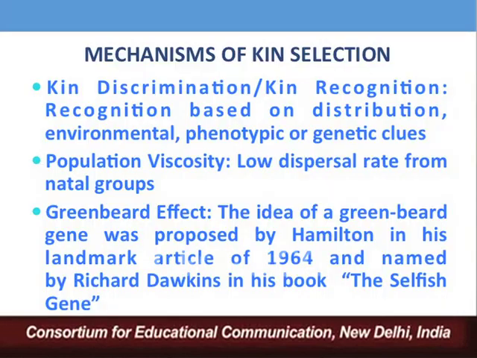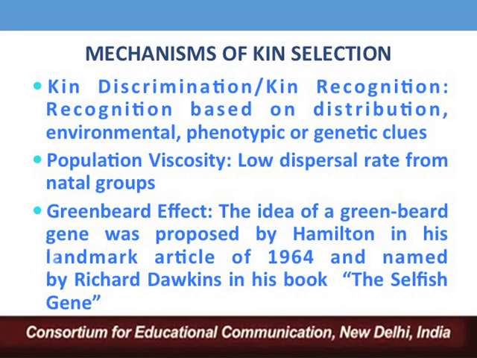So how does kin selection operate? There are specific steps for kin selection. The first one is kin discrimination or kin recognition, where the individual should be able to recognize who is his or her kin. That is very important, because if you do not know who is the relative, how will you show a certain beneficial behavior to him or her? It could be based on phenotypic cues or proximity cues and so on. Second is population viscosity. Most individuals who are closely related in the wild live in close proximity with each other. There is a low dispersal rate, and that's why they are able to recognize that they are related. And third could be the green-beard effect.